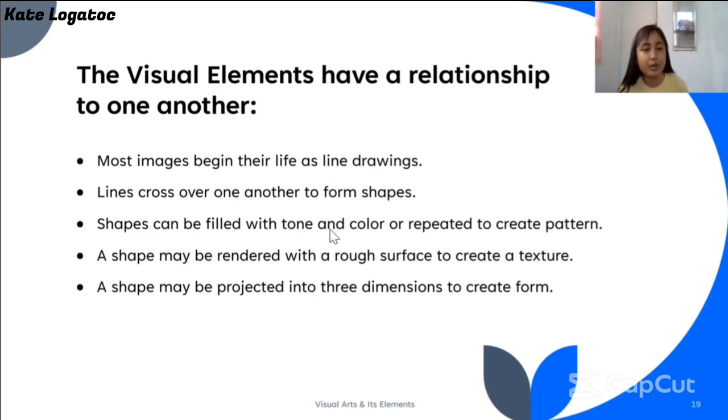Shapes can be filled with tone and color or repeated to create pattern. So a shape may be rendered with a rough surface to create a texture. A shape may be projected into three dimensions to create form. Each of the elements may also be used individually to stress their own particular character in an artwork. Different elements can express qualities such as movement and rhythm, space and depth, growth and structure, harmony and contrast, noise and calm, and a wide range of emotions that make up the subjects of great art.